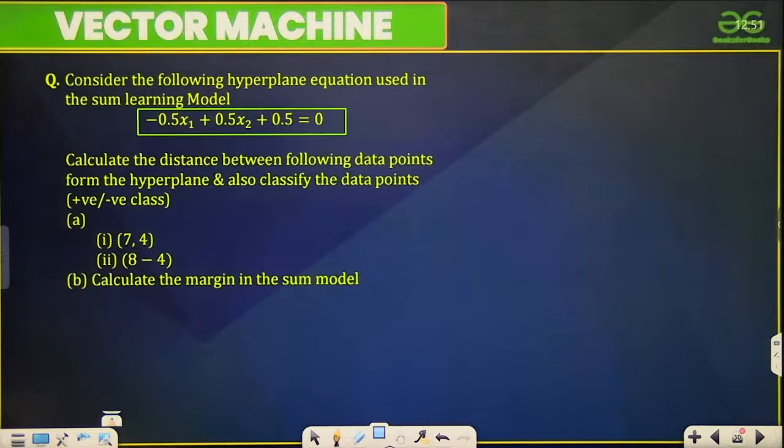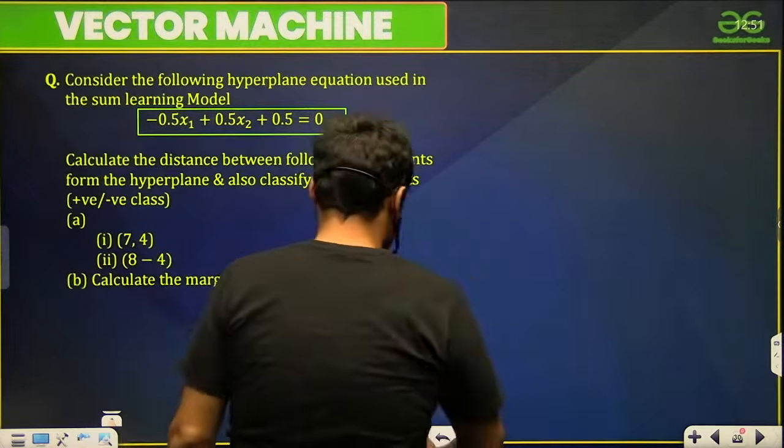Now here we have certain points. We have to classify these points as positive or negative. So how to do this?